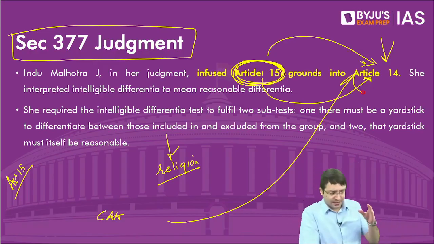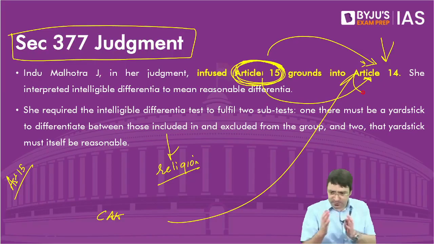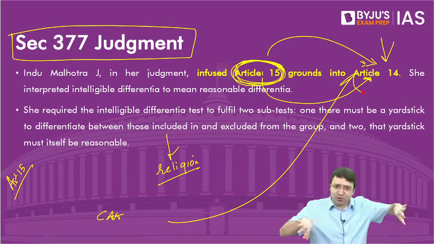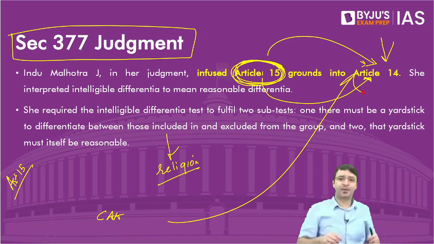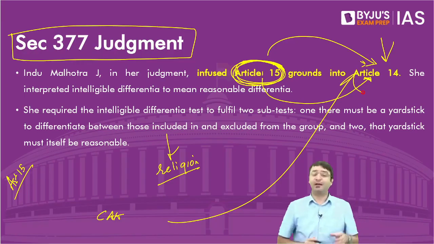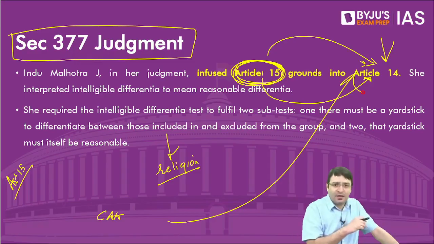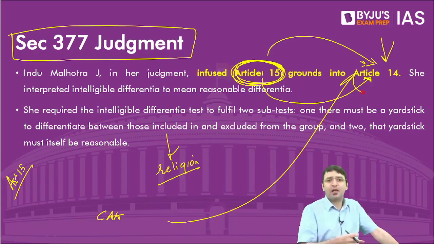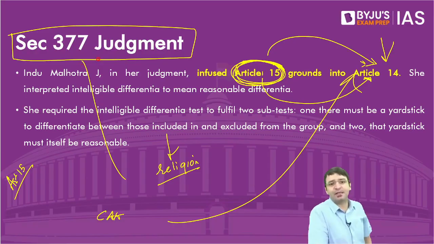Second argument, yes, Article 14 talks about intelligible differentia. Yes, Article 14 talks about you can have different groups and you can separate the two groups. But on what basis are you creating these groups in the first place? These groups cannot be created on the basis of the core basic trait of an individual. One such trait is religion. Religion cannot be the basis of discrimination. So having CAA, which classifies two groups purely on the basis of religion, it violates the Supreme Court's verdict in the Section 377 judgment. That is why CAA is unconstitutional.